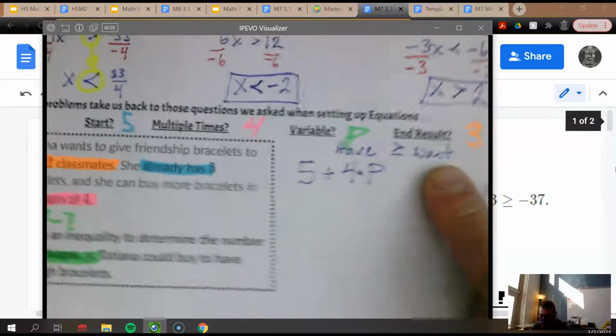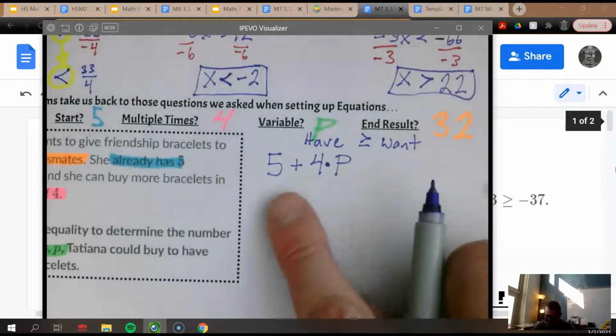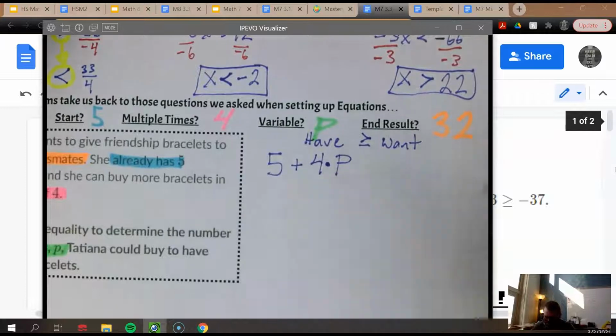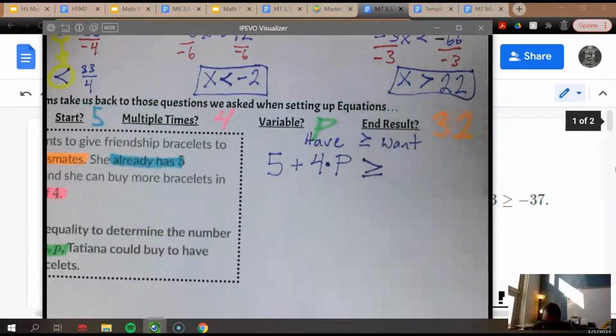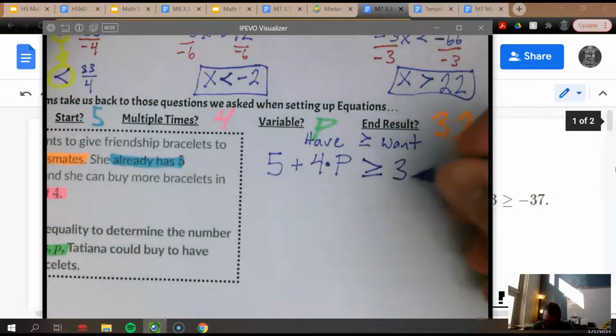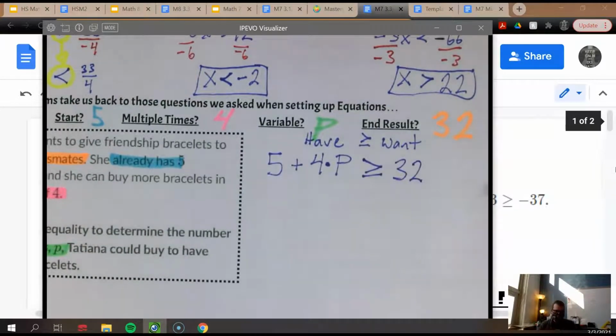So when we go to set this problem up, what we're actually going to say is not 5 plus 4p equals 32, but 5 plus 4p is greater than or equal to 32. Because it's okay if we end up with extras.